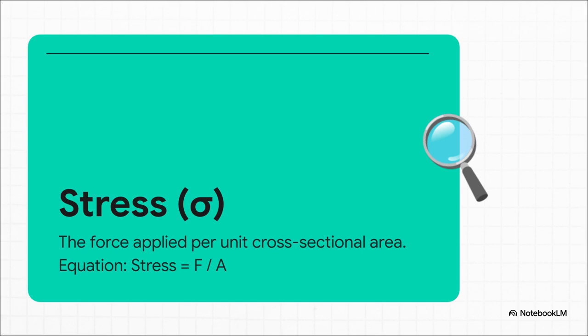First up, we have stress, and we use the Greek letter sigma for it. Think about it like this. If you walk on fresh snow in your boots, you're going to sink, right? But if you wear snowshoes, you stay on top. The force, your weight, is exactly the same. But because the snowshoes have a much larger area, the stress is way lower. It's just force per unit area.